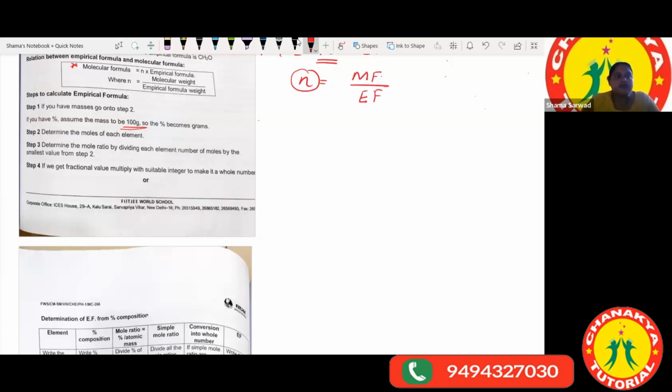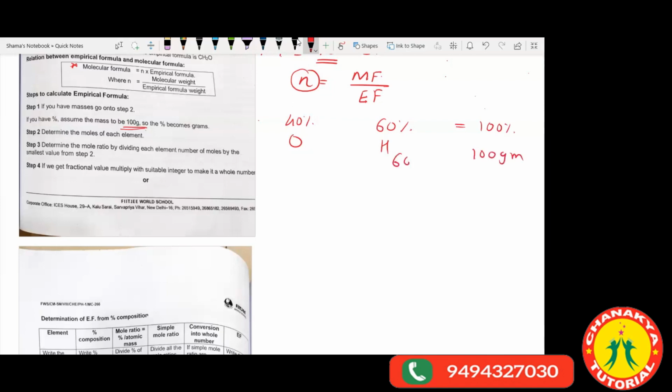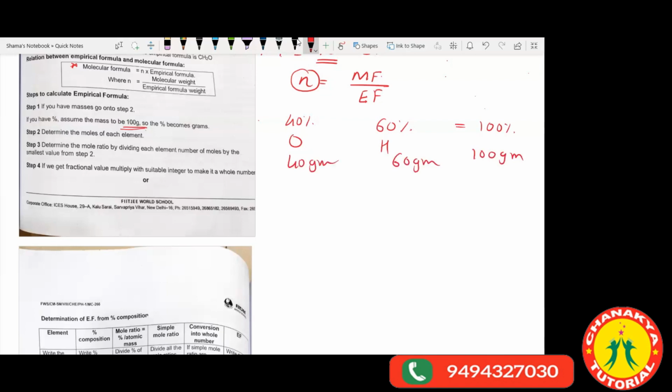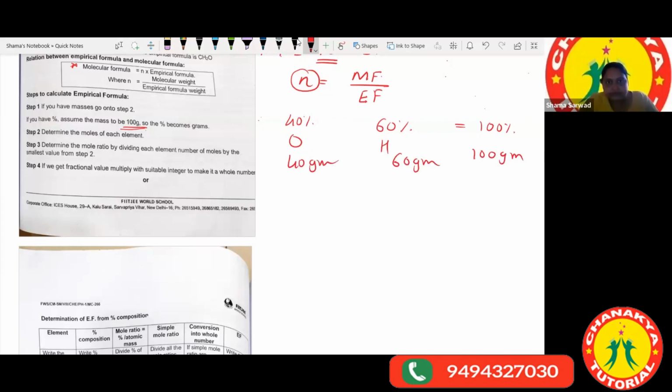Suppose somebody says there is 40% of oxygen and 60% of hydrogen. So this is a compound which consists of 40% oxygen and 60% hydrogen. That time, you have to consider the total mass as 100%, which is nothing but 100 grams. It consists of 60 grams of hydrogen and 40 grams of oxygen. Clear? Understood?